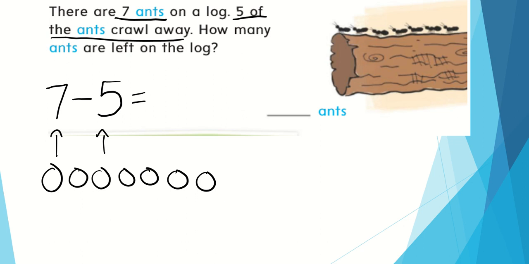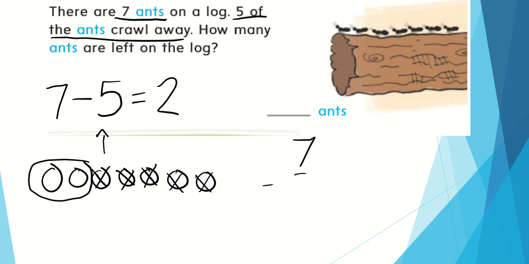And I'm going to be taking away 5. So 1, 2, 3, 4, 5. Circle my other side so I know I have that many left, and I have 2. So 7 minus 5 equals 2. Vertical subtraction would look like this.